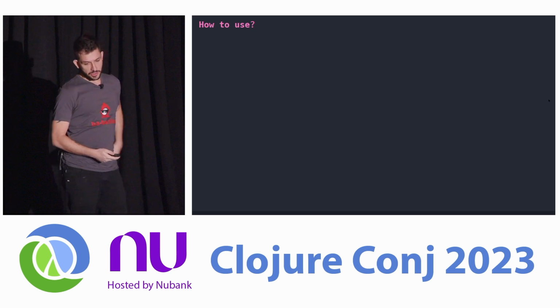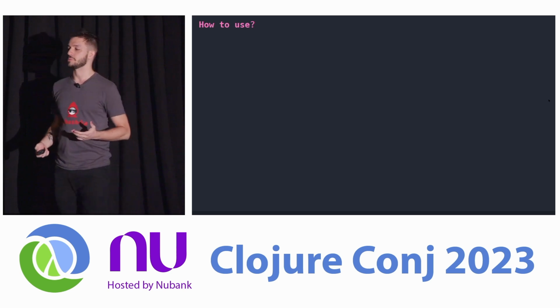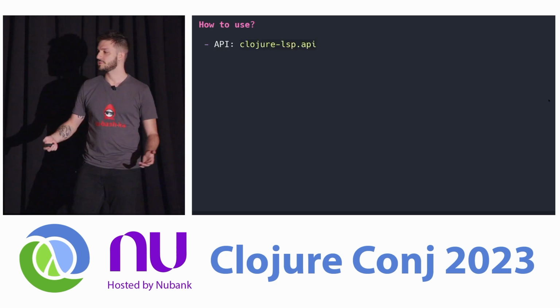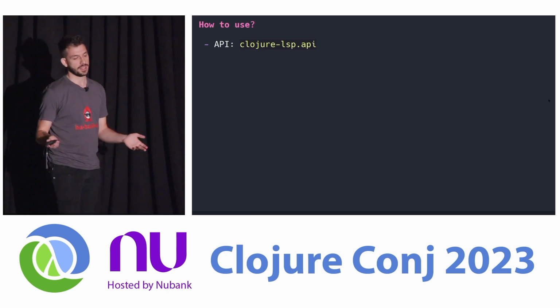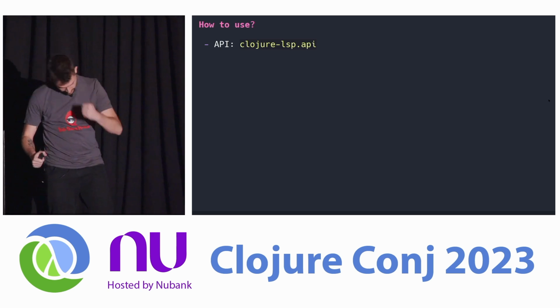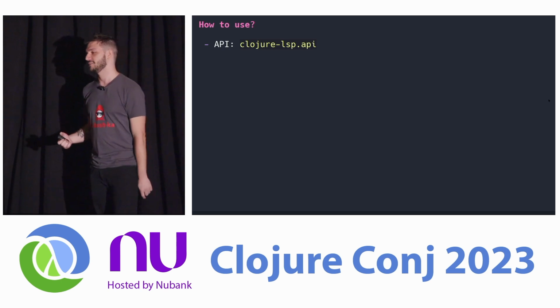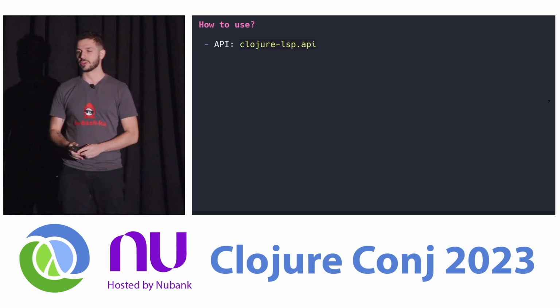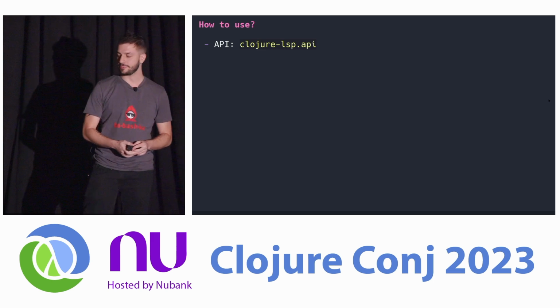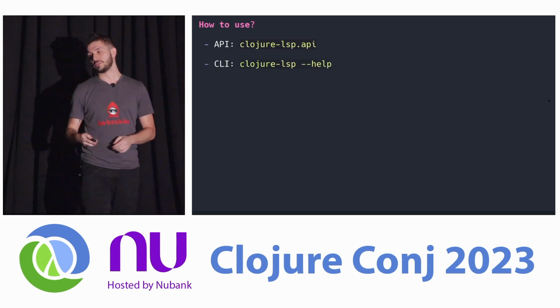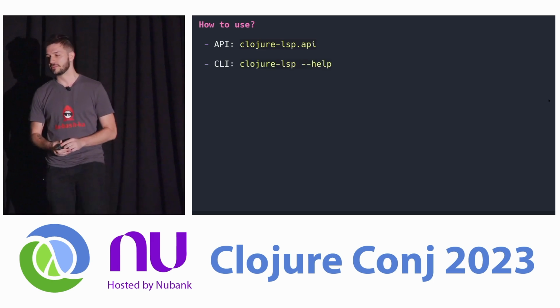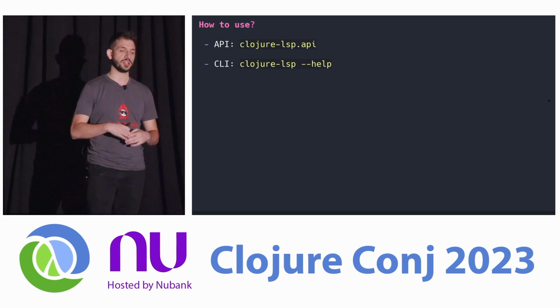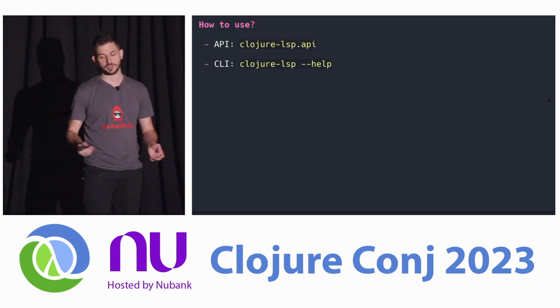All right, so how can I use Clojure-lsp via all these entry points? So you have the API, like the issue. We closed the issue, yay. So we have this namespace, so you can access all those features mentioned before. You can use it via the command line interface. --help will bring all the important stuff that you need to check.